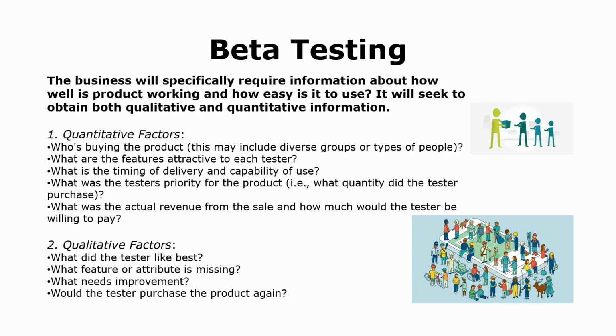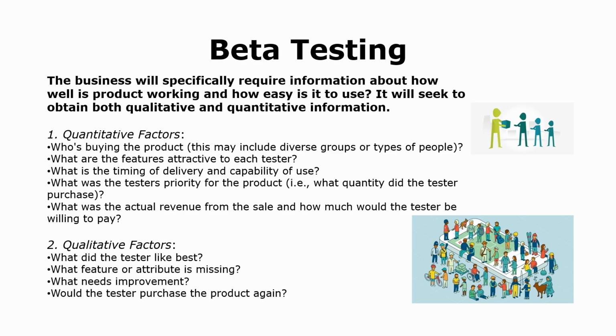So, under beta testing, the businesses will specifically require information about how well the product is working and how easy it is to use. So, it is bundling the usage aspect as well as how the product is really working and how the customers are perceiving the product, both qualitatively and quantitatively. These kinds of information you will obtain through the beta testing setting, right.